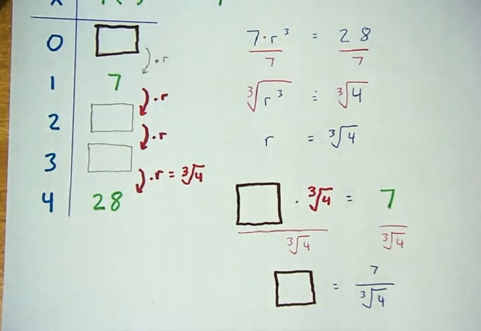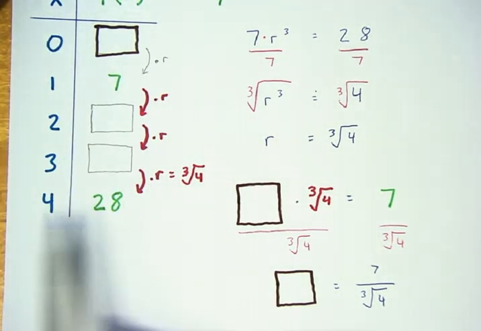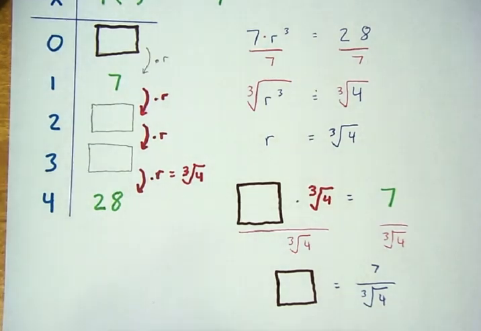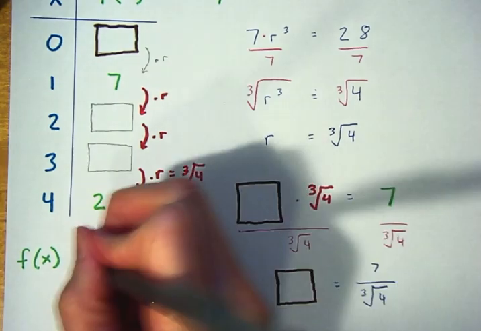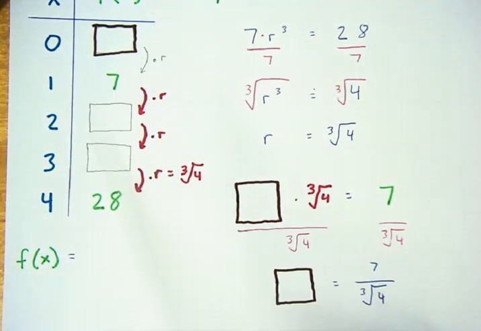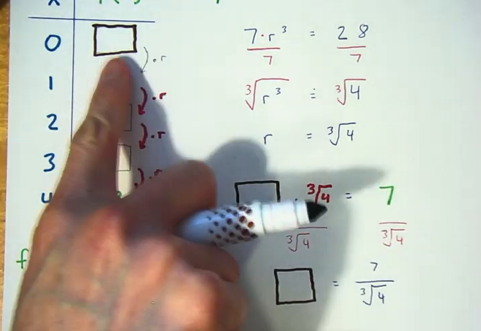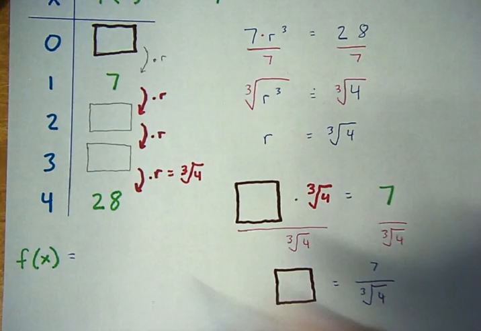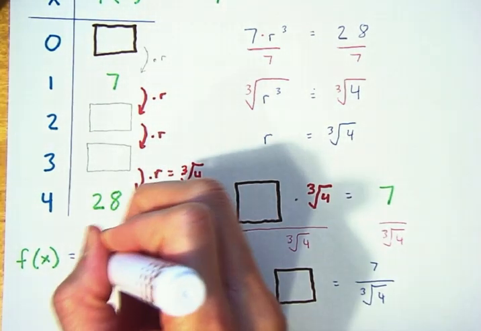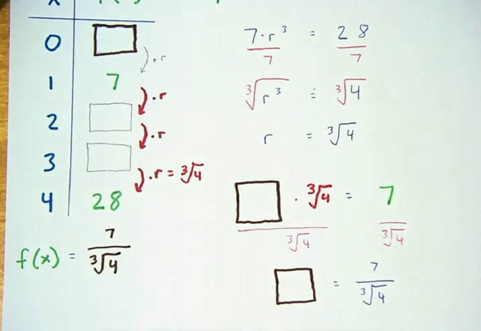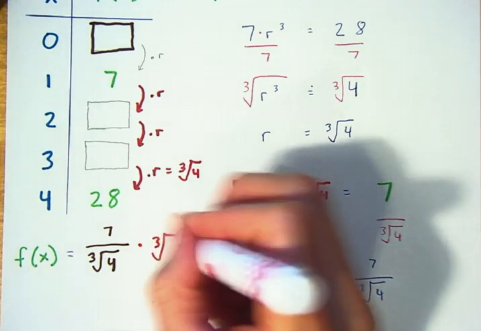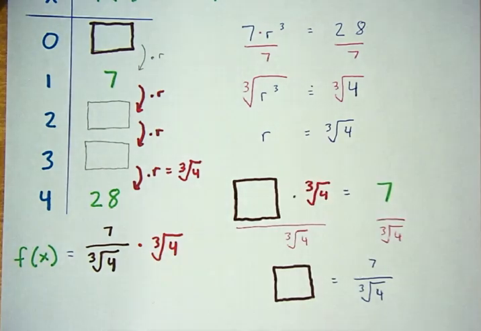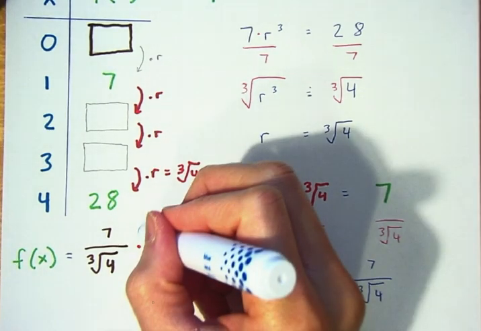If you got this far, you can technically create an exponential function that goes through 1, 7 and 4, 28. You have f of x is equal to this very first value. And this very first value, when x is equal to 0, is 7 divided by your third root of 4. Times your r value, which is the third root of 4. The exponent is x.